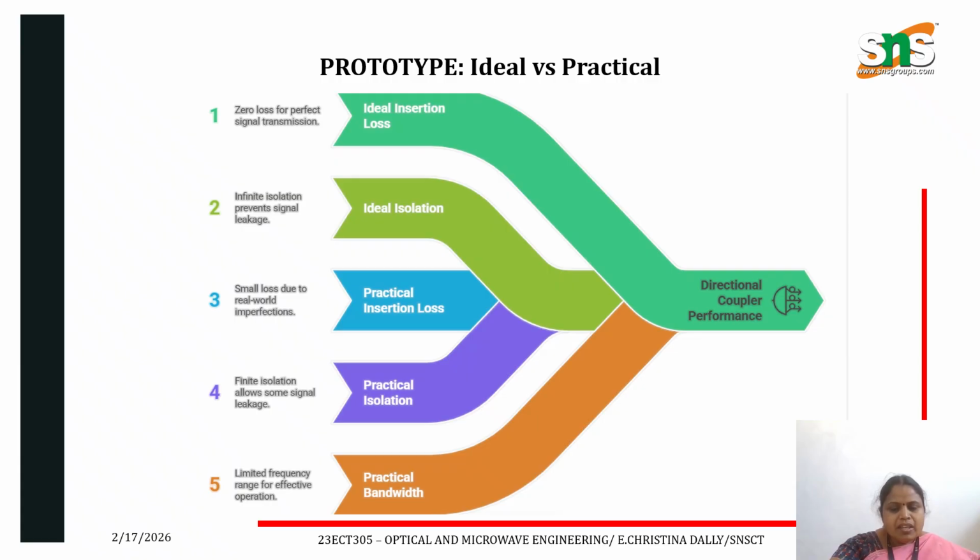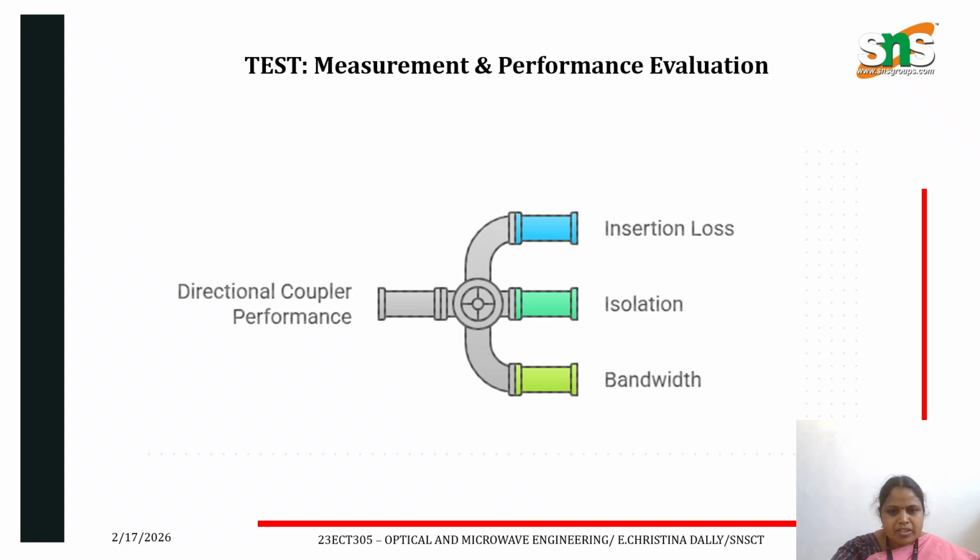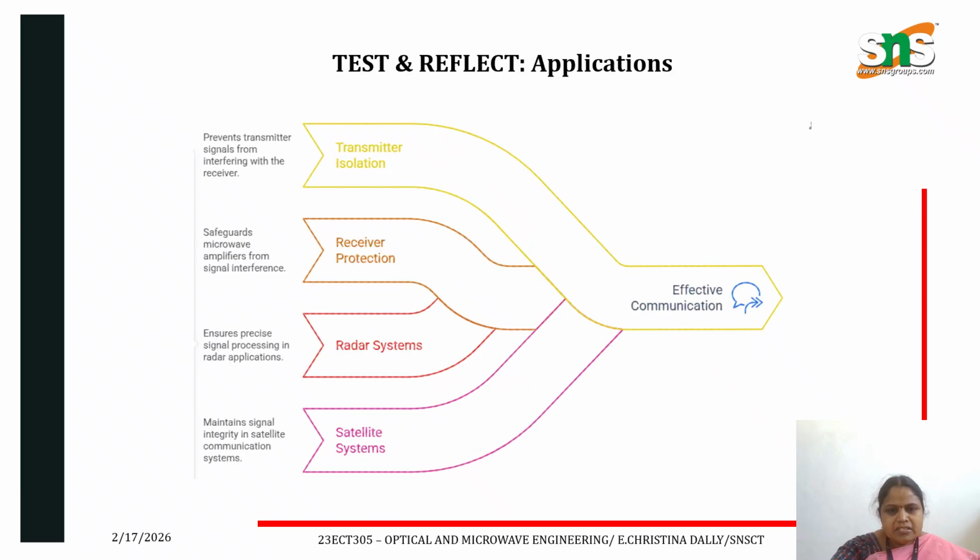So these are the ideal characteristics, with respect to the practical characteristics and performance of the isolator and circulator. Here we have ideal insertion loss, which is zero loss for the signal transmission, and infinite isolation, but there will be small losses due to real-world imperfections, and a limited range. On evaluation, we have the insertion losses as well as the bandwidth.